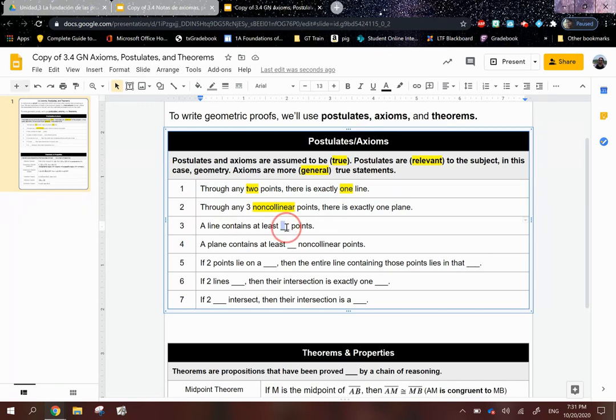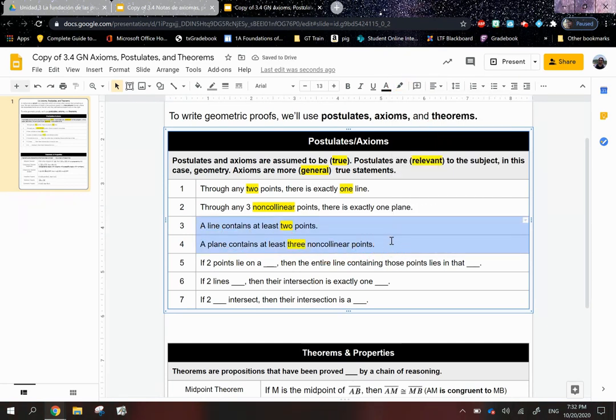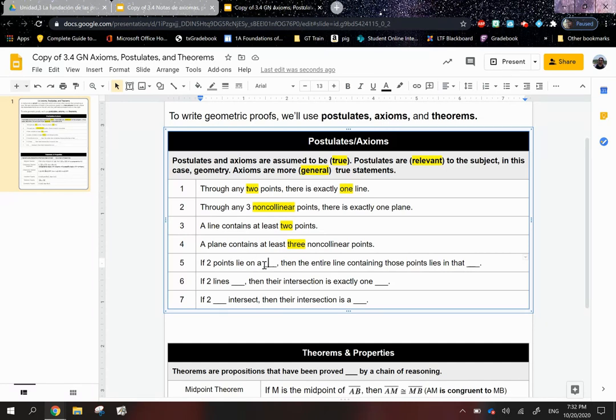A line contains at least two points. A plane contains at least three non-collinear points. Postulates three and four here can be thought of as the converse of postulates one and two, because while it looks like they're saying the same thing, it's actually slightly different. So let's move on to postulate number five. If two points lie on a plane, then the entire line containing those points lies also in that plane. This is just saying that if two points are on a plane, then the line that goes through those two points is on that same exact plane.